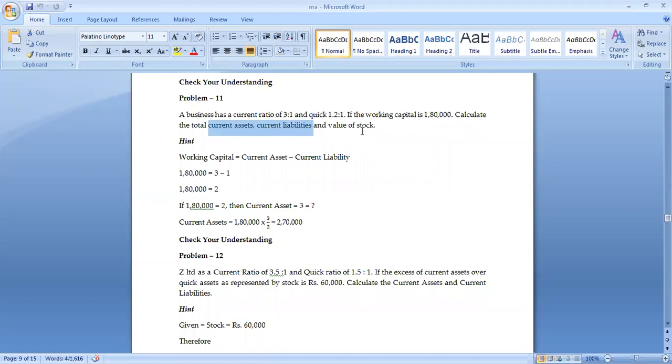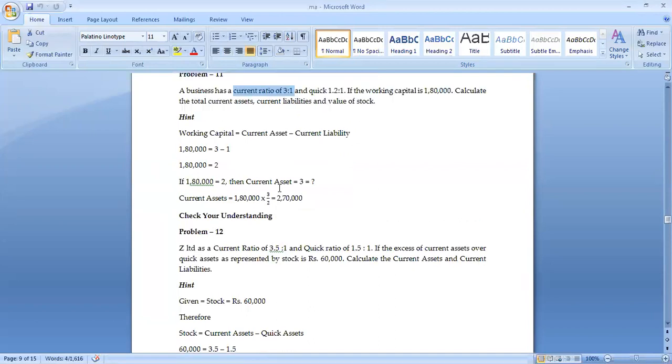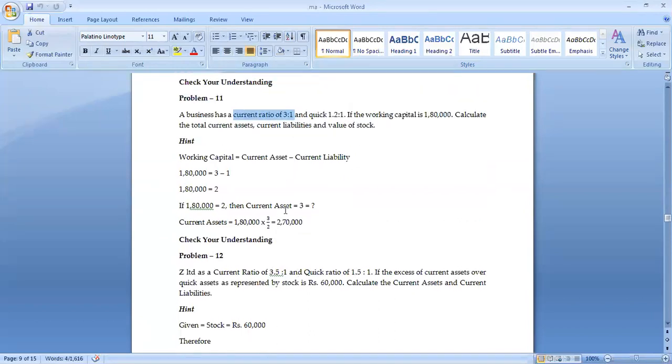Also the value of stock is given. The working capital formula is current assets minus current liability. So 1,80,000 as working capital is given. Whenever there is a current ratio of 3 is to 1, 3 goes for the current assets and 1 goes for the current liability. So 3 minus 1 gives you 2. If 1,80,000 is for the ratio 2, then what will be the current assets for 3? Cross multiply, and you'll get the current assets. In the same way, proceed for the current liability.